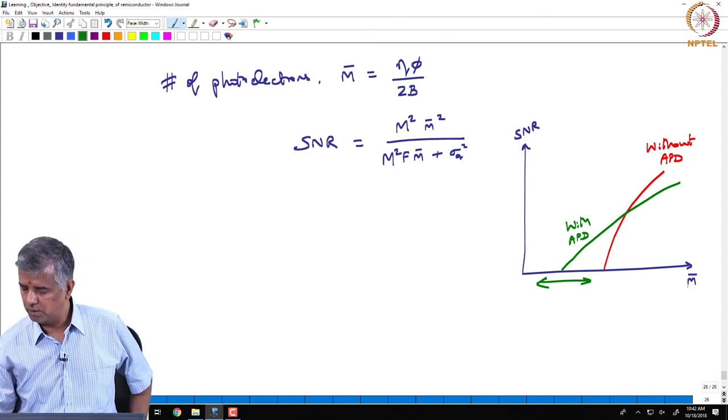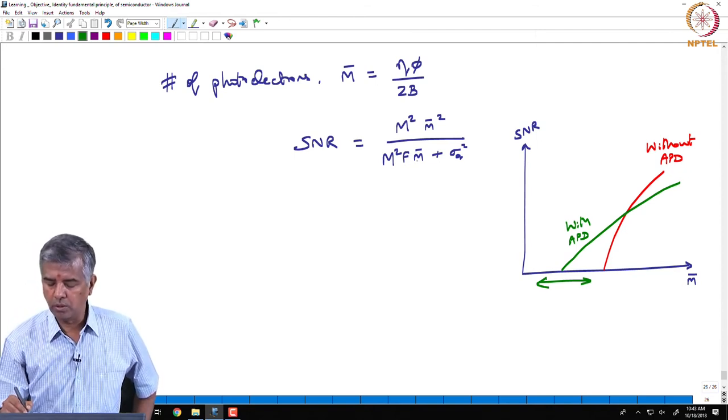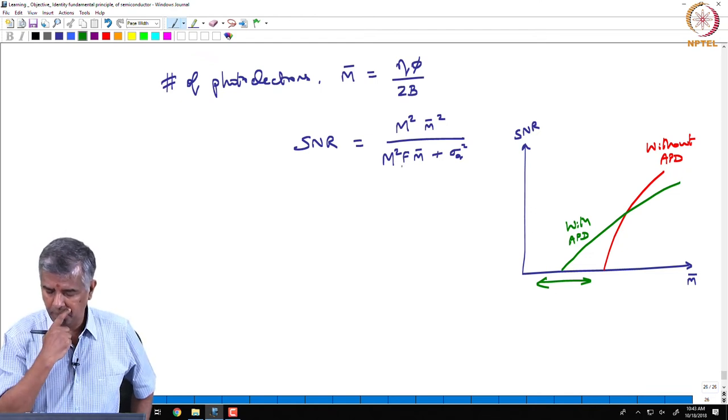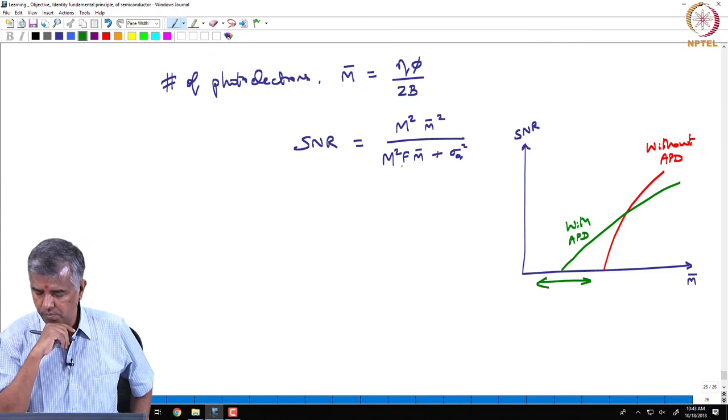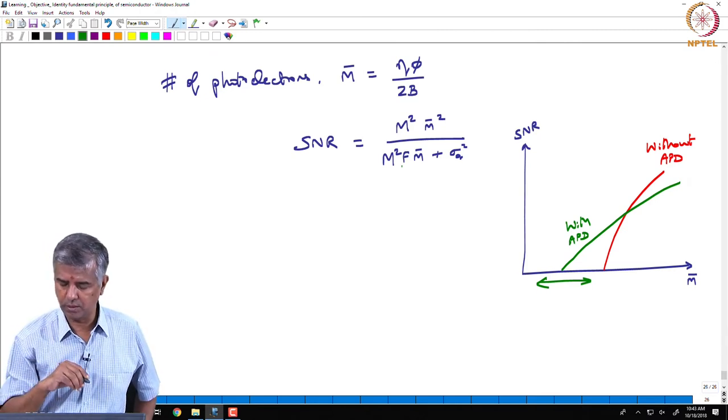So this is the number of photoelectrons. That's right. That should be M cube. So that is.